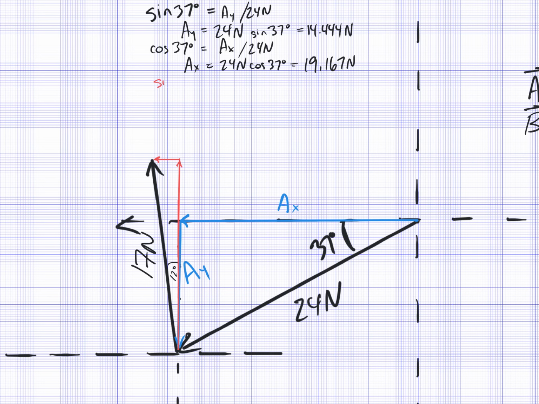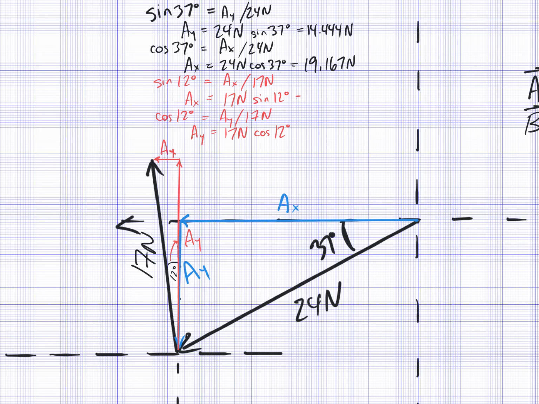So again, sine of 12 degrees equals the opposite, which is BX, over the hypotenuse, which is 17 newtons. So BX equals 17 newtons sine of 12 degrees. Then we'll do the cosine of 12 degrees, the adjacent side over here, so that's BY, equals BY over the hypotenuse, which is 17 newtons. So BY equals 17 newtons cosine of 12 degrees.